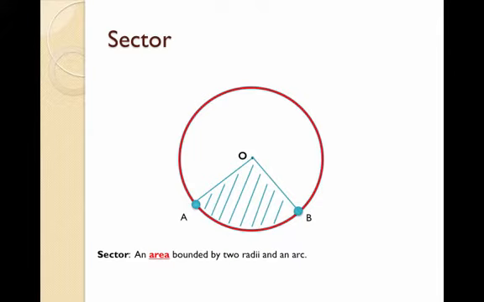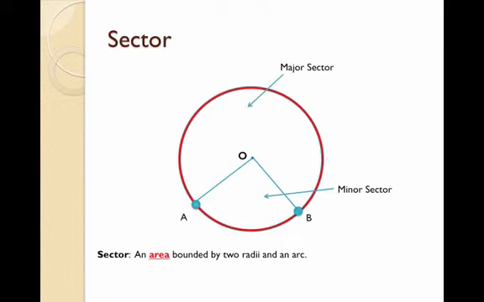The area that's bounded by two radii and an arc is called a sector. Again, we have a minor sector and a major sector, which we can again differentiate by naming a point on each of the arcs, and now we can use the 4 letters to name them.